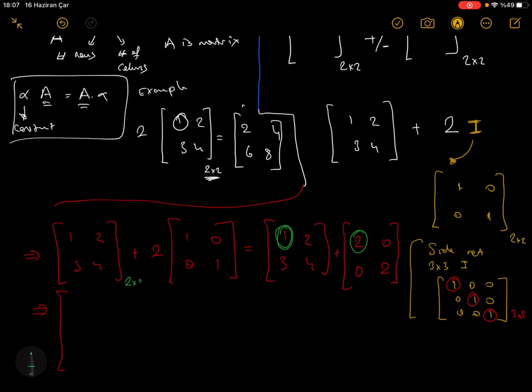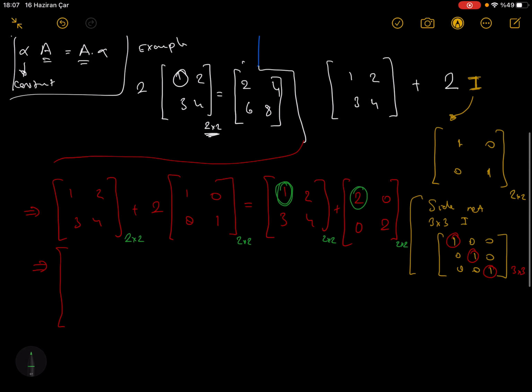What is it? I didn't write the dimension of the matrices. This is really important, because sometimes we forget it in our sequence of equations, and this can cause really crucial mistakes in our calculation. Anyway, I add 1 plus 2, okay? Then for the second cell, 2 plus 0. For the third cell, I am adding 3 plus 0. For the fourth cell, I am adding 4 plus 2, okay? And this results in 3, 2, 3, 6.